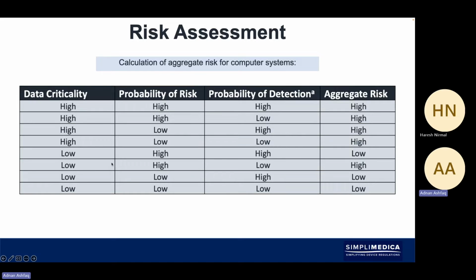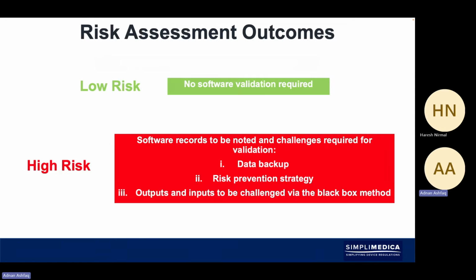And then the permutations basically mean that if there's anything which has high data criticality, the overall aggregate risk will always be high. And then on the other side, you can see that the only circumstance where there will be a high aggregate risk on the lows of data criticality is if you have a high probability of risk. So that will basically mean that the likelihood is quite high of something happening. Then that means that there's a further course of action that needs to take place. So low risk generally will be no software validation required, or there might be some other checks that you have to do, but no software validation.